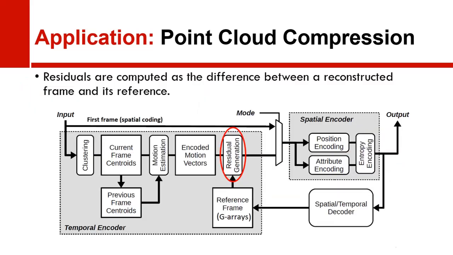After computing motion vectors, a reconstructed frame using the predicted frame and the estimated motion vectors is generated. The points of each cluster are displaced according to its corresponding motion vector. Finally, we should compute the residual frame. The residual frame contains the information to correct the error of the motion estimation process.